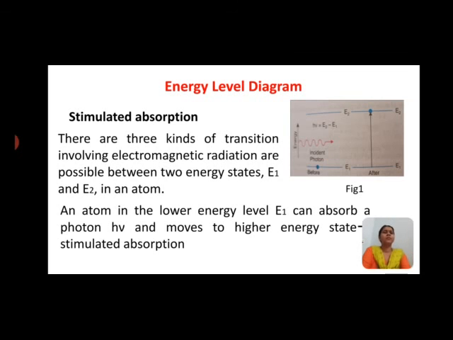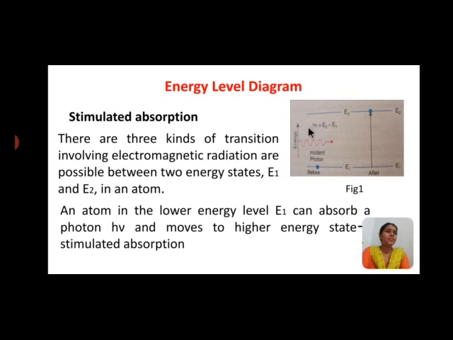Okay. So now we will study in detail about this energy level diagram. Before, I told you short information about the stimulated absorption. Now I will tell you the detailed information about it. As I told, 3 kinds of transition are involved in electromagnetic radiation, and that transition is possible between 2 energy states like E1 and E2. Here I have already explained what a stimulated absorption is. The atom will be in the ground state. This atom absorbs the photon and goes and sits in the higher energy state. That we call stimulated absorption.